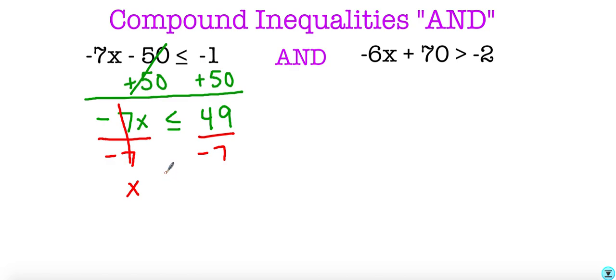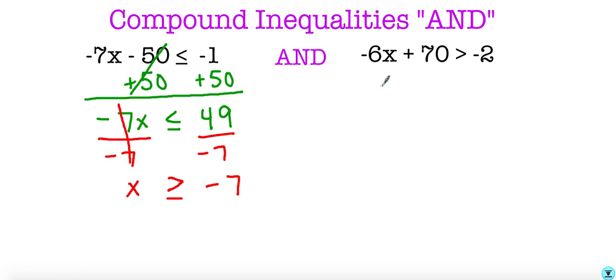Remember that when we multiply or divide by a negative, our inequality symbol flips so that it can stay true. And 49 divided by negative 7 is negative 7. So here I have x is greater than or equal to negative 7. Let's do the same thing on our other inequality.